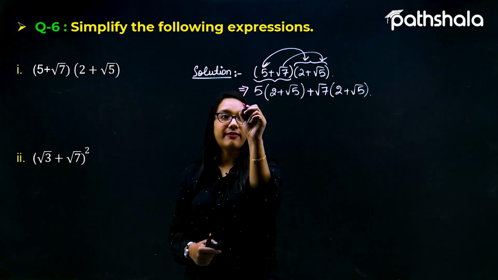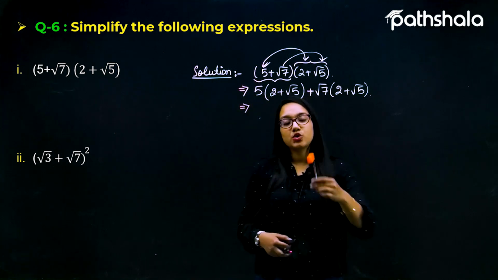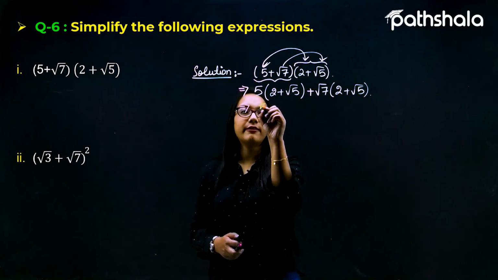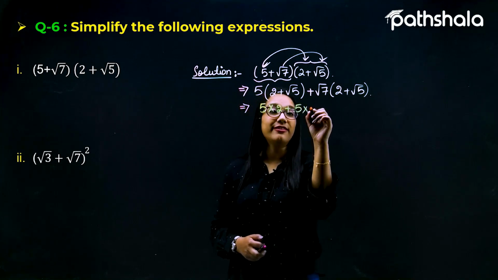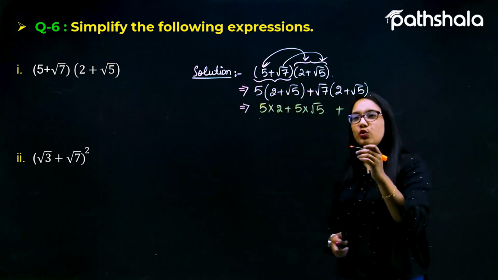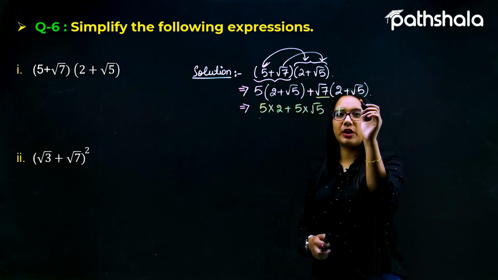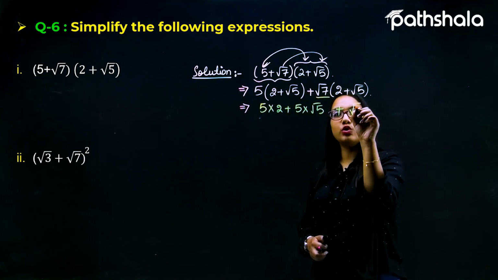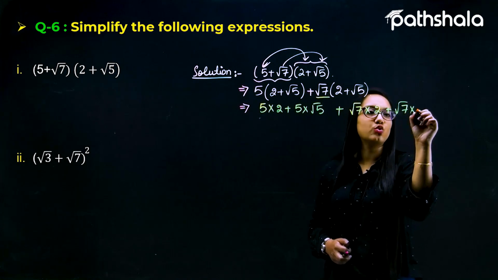So multiply 5 again with the numbers inside the bracket. It is 5 × 2 + 5 × √5, and in the second part, √7 gets multiplied with each and every number inside this bracket. So it will be √7 × 2 + √7 × √5.